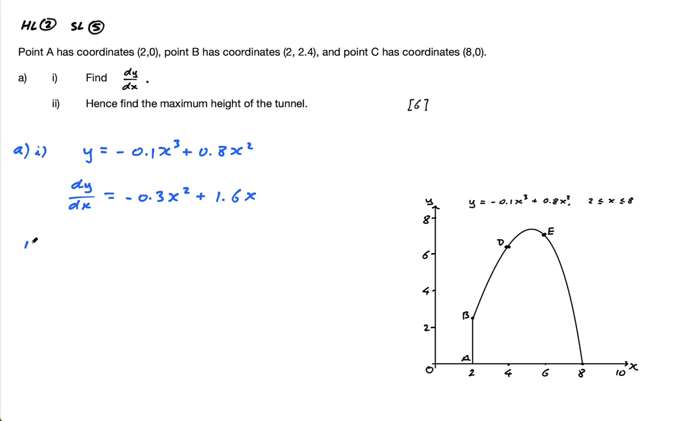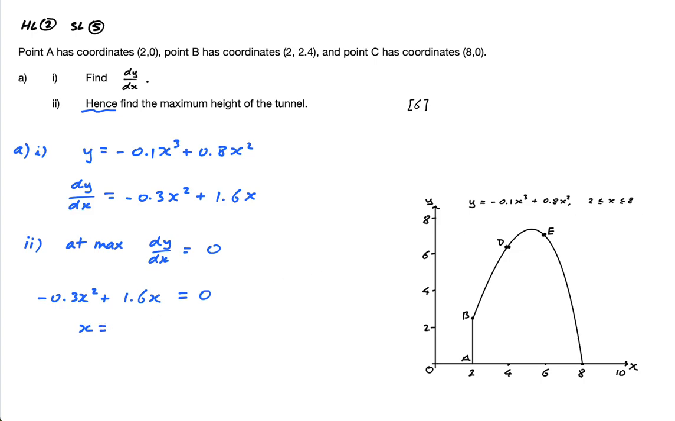It then says, hence find the maximum height of the tunnel. Now guys, be careful here. You have a calculator. You can literally graph this, find the maximum in your calculator and get the answer. But because he says hence, he's forced you to get the derivative. He wants you to see that the maximum occurs when the first derivative equals 0. So at the max, dy/dx equals 0. So minus 0.3x squared plus 1.6x equals 0.